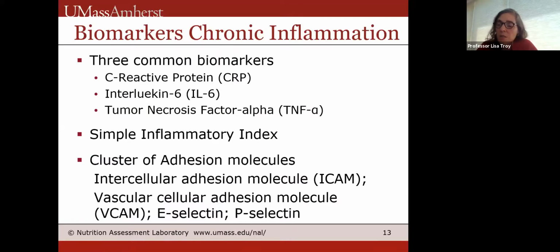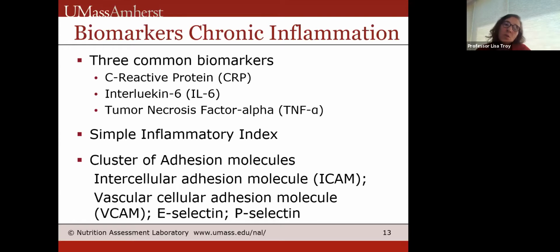Today, for the purposes of this talk, what we're really going to be focusing on are the 3 common biomarkers. CRP is probably the first one that was looked at in any great detail, and its relationship to cardiovascular disease. There's interleukin-6, and then there's TNF-alpha. We'll focus on those 3 biomarkers.